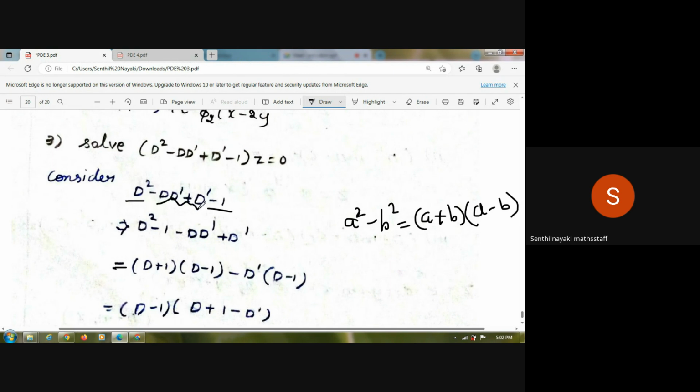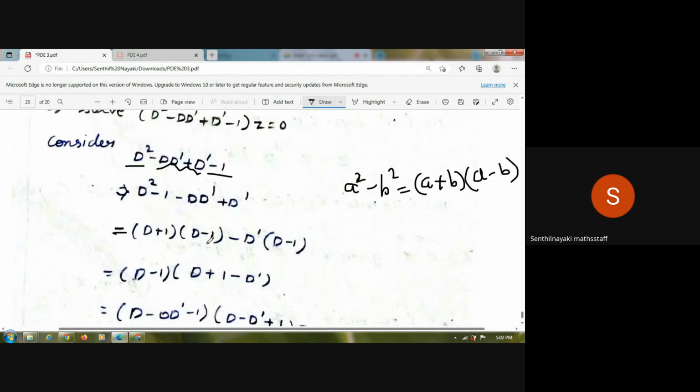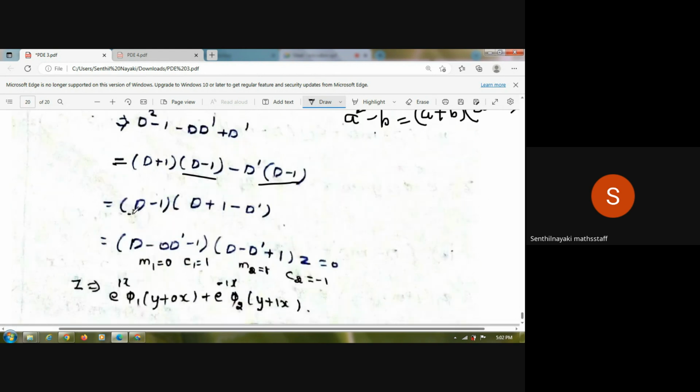The second and fourth terms, we can take D' as a common term. So, if we take −D' outside, then we get (D − 1). So in these two terms we have (D − 1) as a common factor. The remaining terms are (D + 1 − D'). So here the first term is D, and here also the first term is D. Here there is no D' term, so the m value is 0, but c1 is 1.